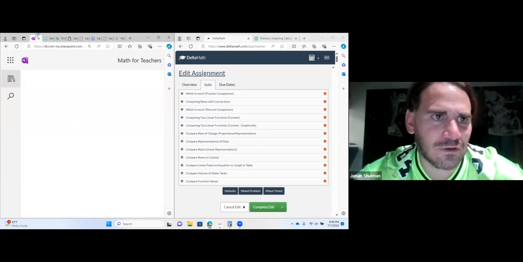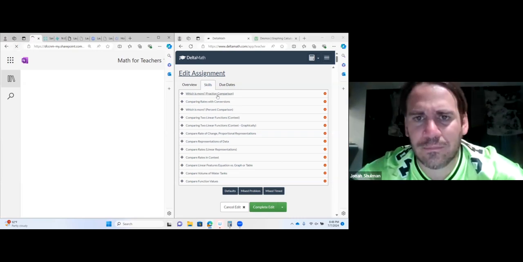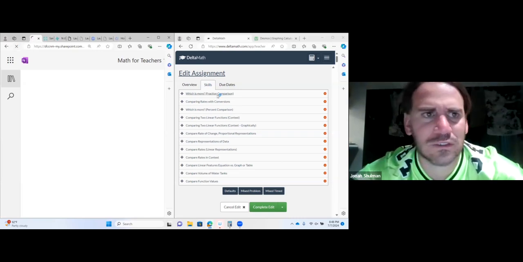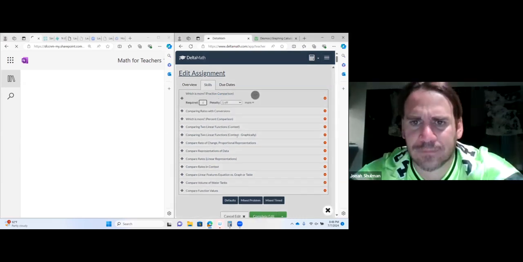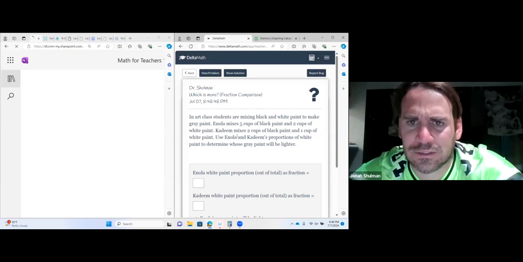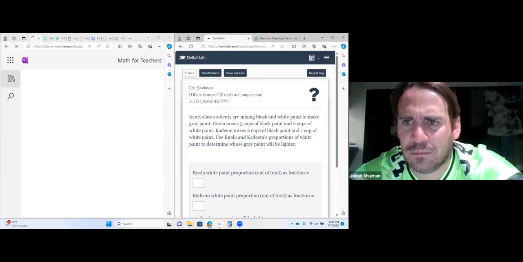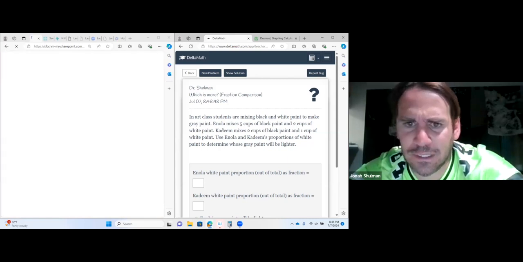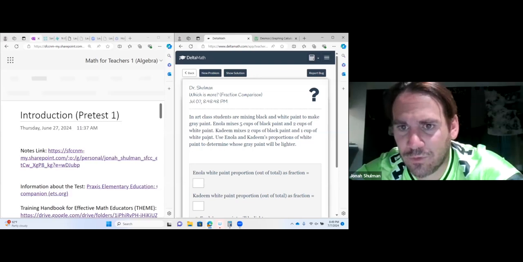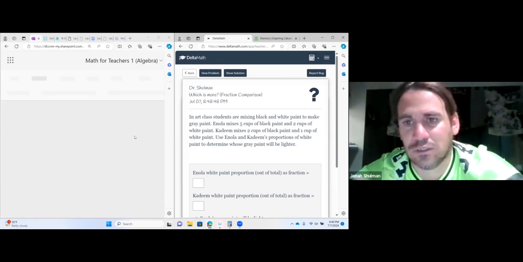Let's shorten that. Well, I guess I have to reload the page. That's okay. So we can just start looking at this one while the page loads. All right. We got our friend in art class. In art class, students are mixing black and white paint to make gray paint. Anola mixes 5 cups of black paint and 2 cups of white paint. Kadeem mixes 2 cups of black paint and 1 cup of white paint. Use Anola's and Kadeem's proportions of white paint to determine whose gray paint will be lighter.